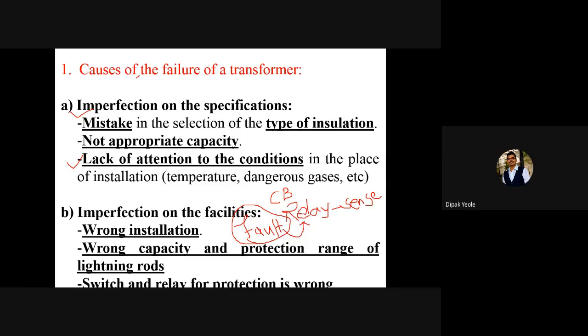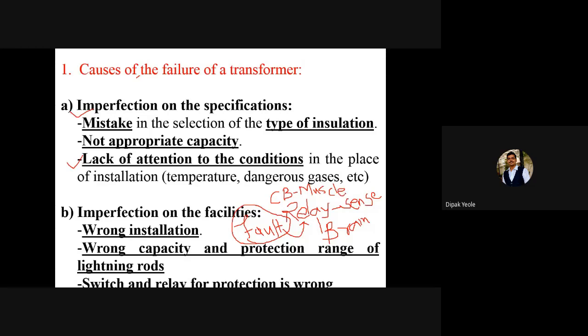I told you one concept: you can make an analogy of this relay and circuit breaker with our human body. The relay is our brain, which senses the quantity. And the circuit breaker is the muscles, which are going to operate and do the mechanical operation.